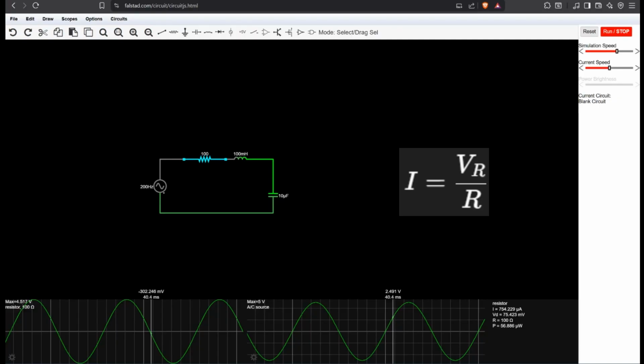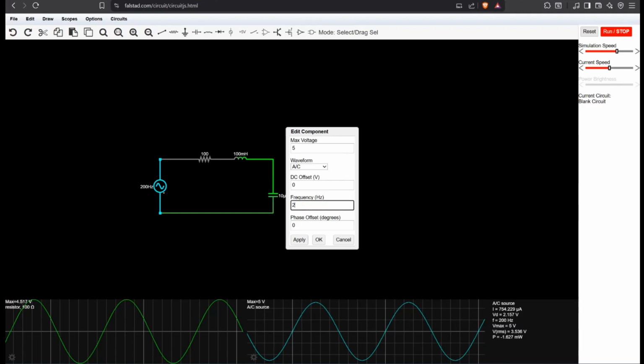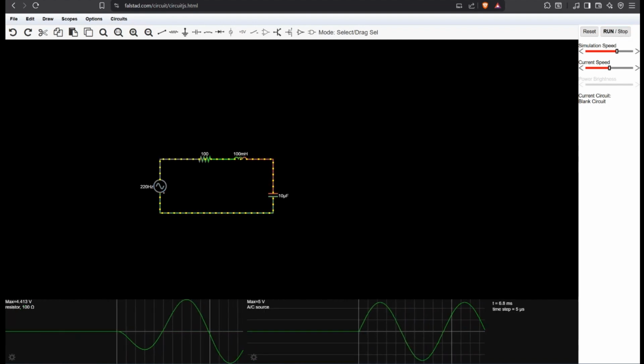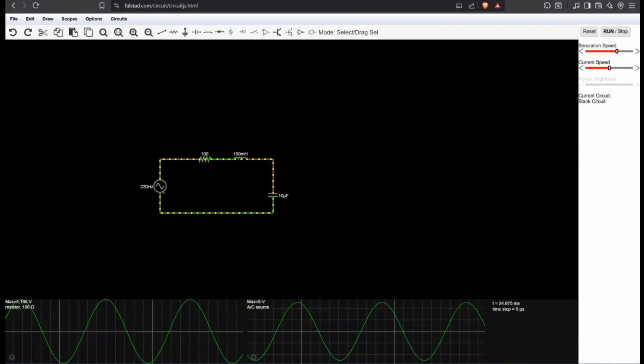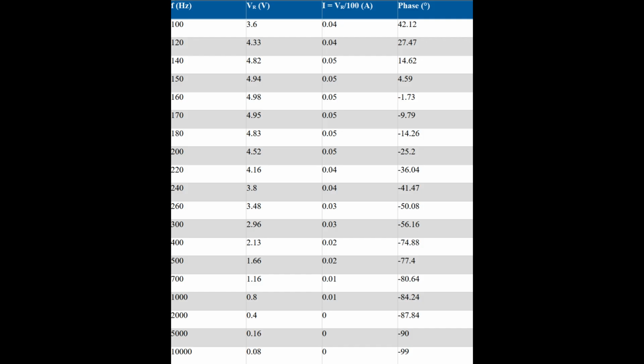On the scope, I also measured the phase difference between the source voltage and the resistor voltage. This gave me the phase of the current as a function of frequency. All these values were recorded in a table.